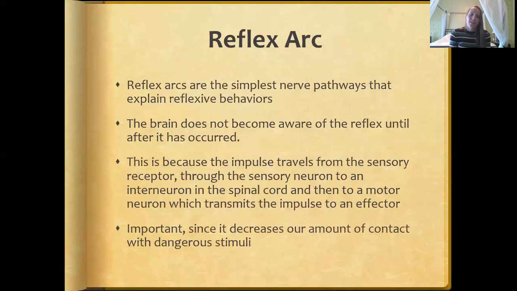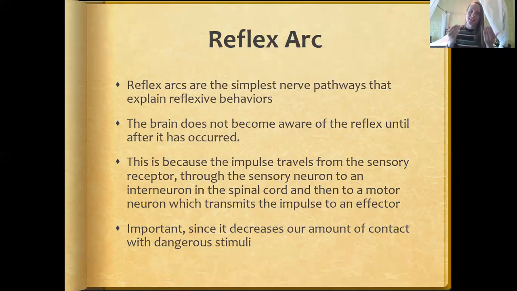Okay, a reflex arc is the simplest nerve pathway that exists in the body, and they explain reflexive behaviors. The brain does not even know that these reflexive behaviors are happening until after they have occurred. So unlike something that I would think about, like moving your body, if I want to raise my arm, there has to be a signal from my sensory receptors to the interneurons in my spine, to my brain, and then from my brain back to my spine, to the motor neurons in my arm, which then send it to my skeletal muscles to move my arm.